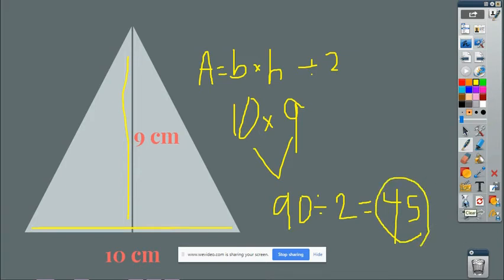So there's 2 steps to summarize. You do the base times the height, and then you just divide your final answer by 2. So the area of this triangle is 45.